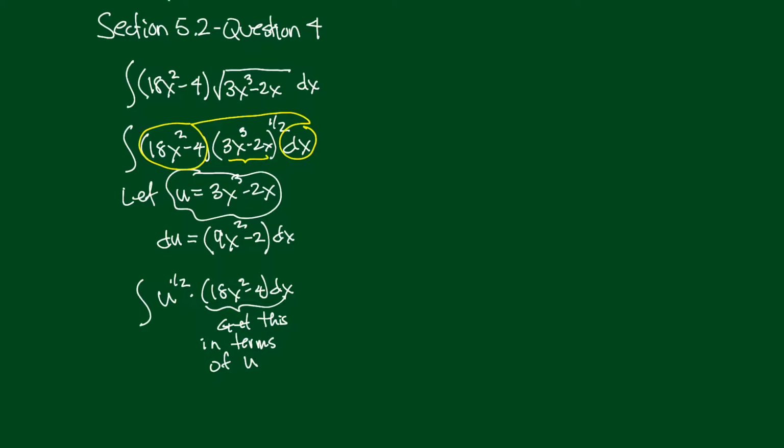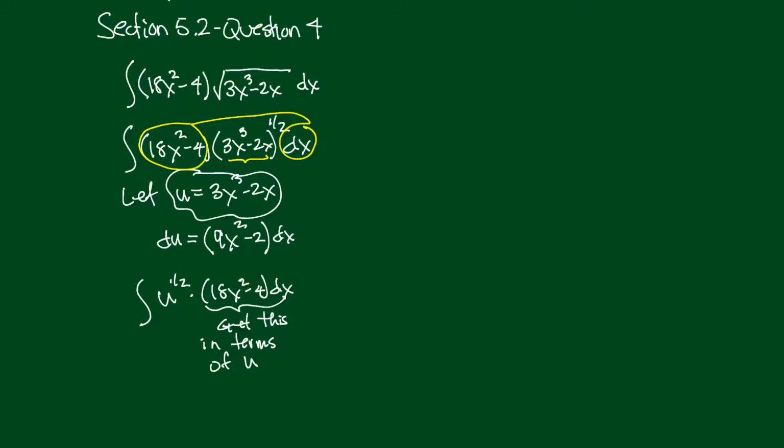And if this method's going to work, we should be able to get this right from du. So look what we have here for du. We've got 9x squared minus 2, and what we're looking at is 18x squared minus 4. Do you see the relationship between these two things? This one that we want is exactly double what we have. This is what we have. This is what we want.